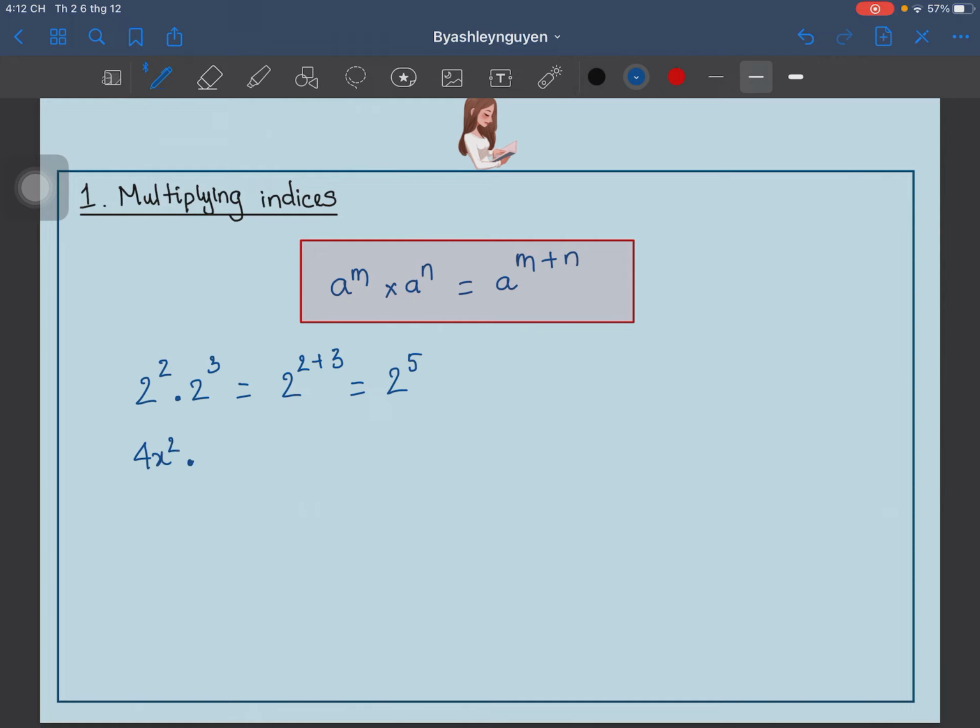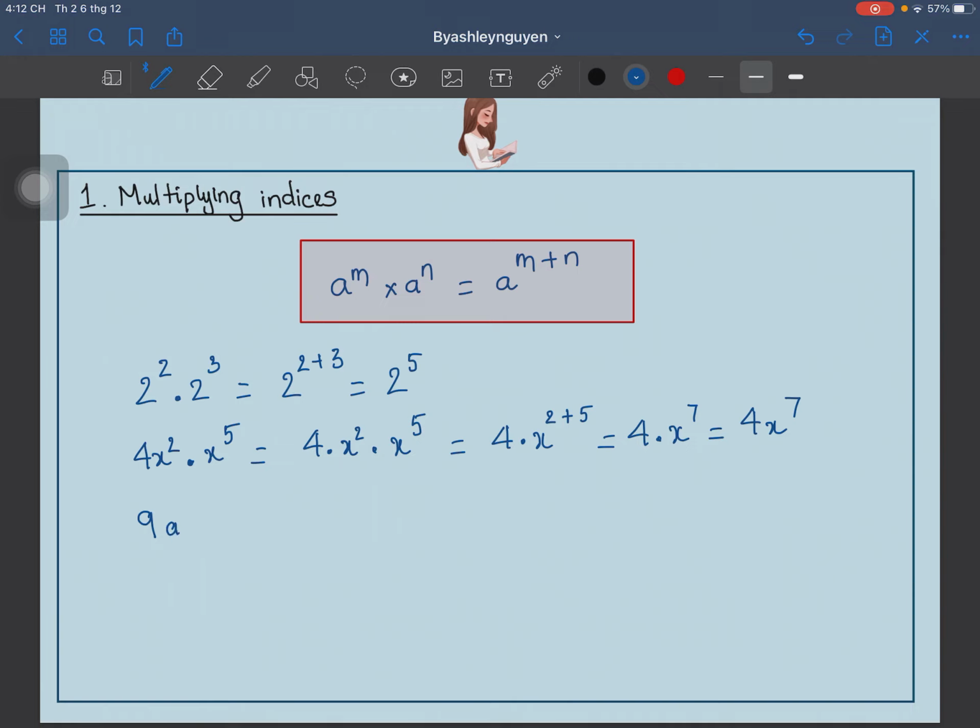Next, 4x squared times x to the power 5. Both have the same base, x, so what we need to do is add up the indices. It equals 4 times x to the power 2 plus 5, which is 4 times x to the power 7.